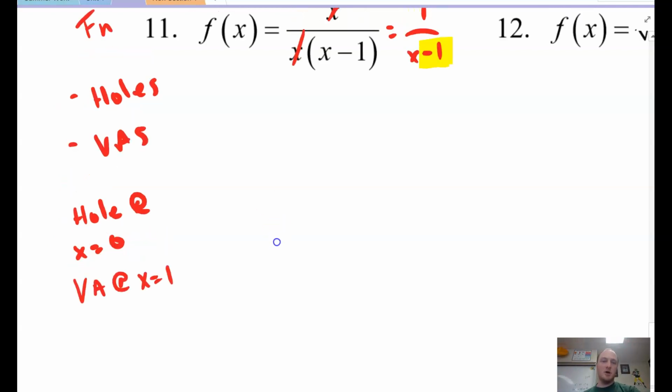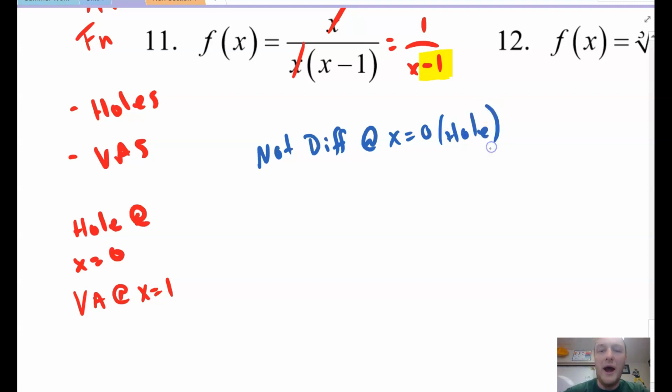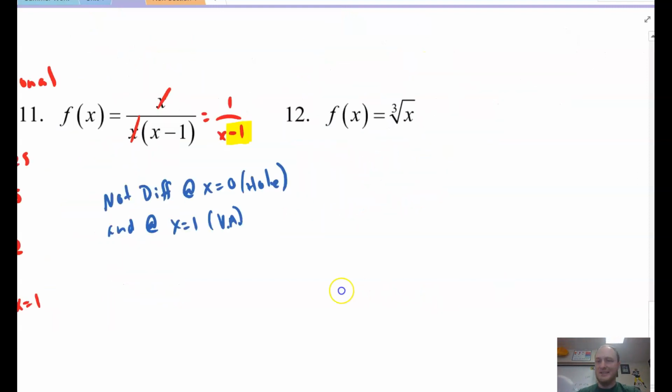at x equals 1. So if I have a hole and a vertical asymptote, then there are two pieces of discontinuities, so that makes it non-differentiable. We can say not differentiable at x equals 0, which is a hole, and at x equals 1, which is a vertical asymptote. Easy enough.